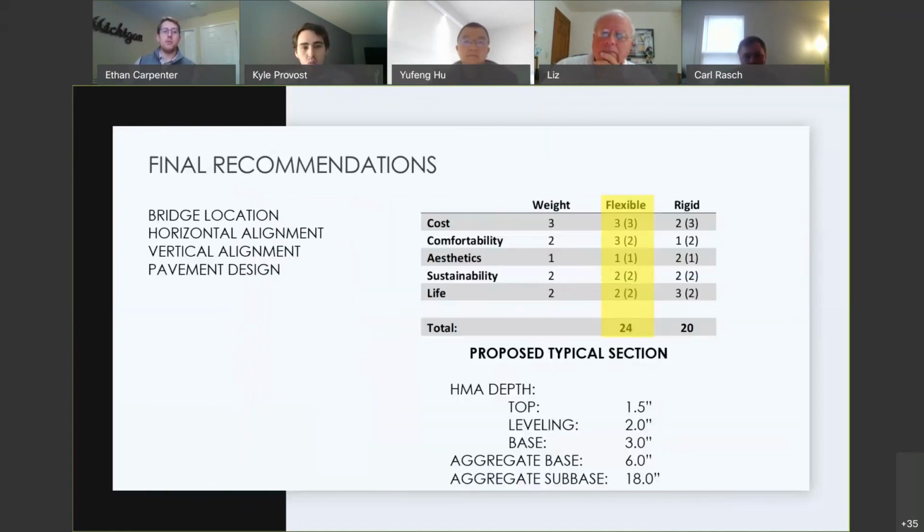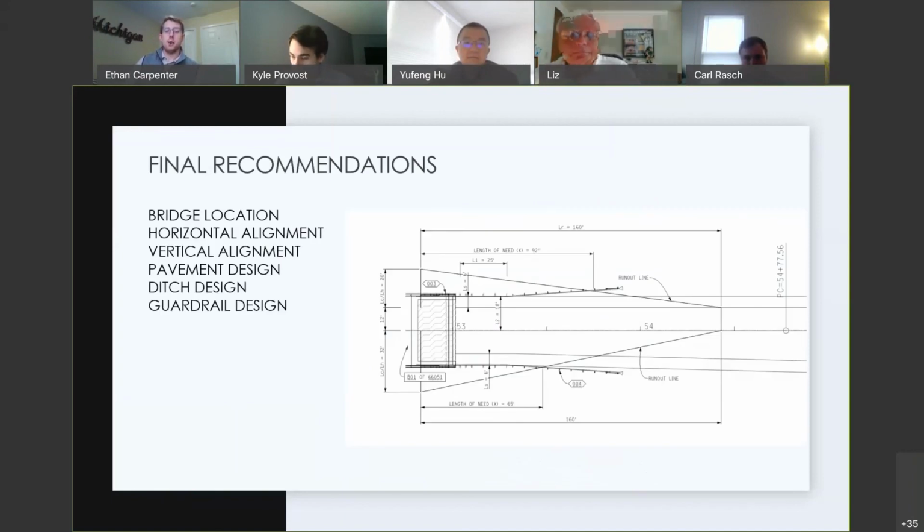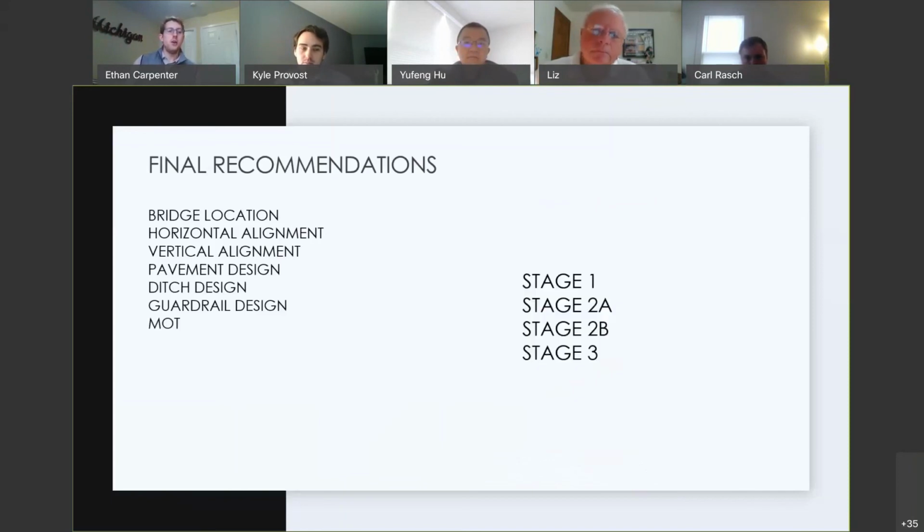Both flexible and rigid pavements were designed, and through an analysis of alternatives, we continued our design using a flexible HMA pavement. We designed typical MDOT trapezoidal ditches with a 6-foot bottom and a 1-on-4 side slopes. Guardrail was only necessary at the bridge abutments and was designed for the associated conflicts. 3 stages of MOT were needed.